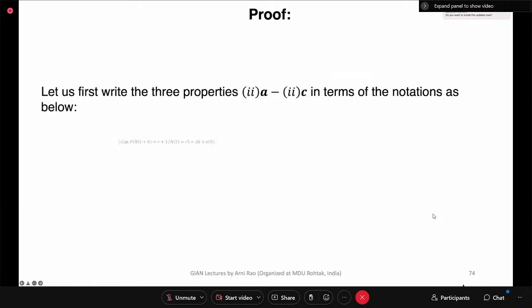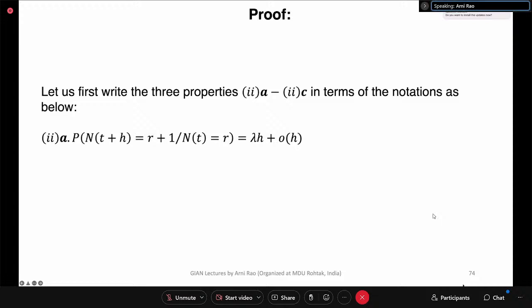Let us see the proof. Three properties, let us understand the meaning again, the same thing we discussed in the previous slide, in terms of notation. If R events occurred at time T, and R events occurred at time T plus H, that means the interval T to T plus H, which is 0 to H; in general we write T to T plus H.